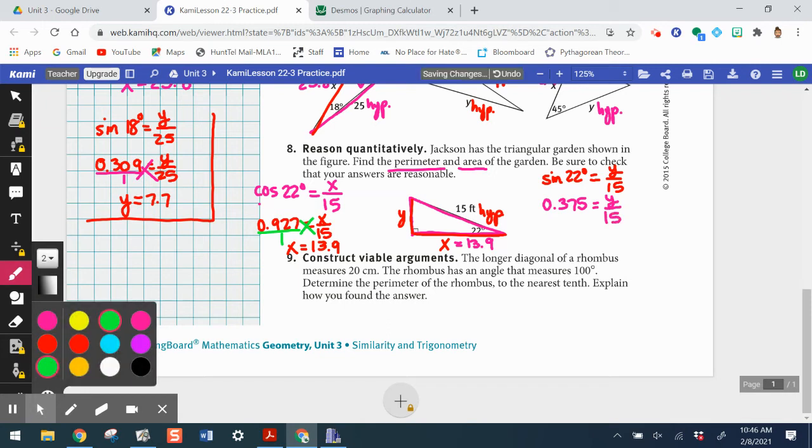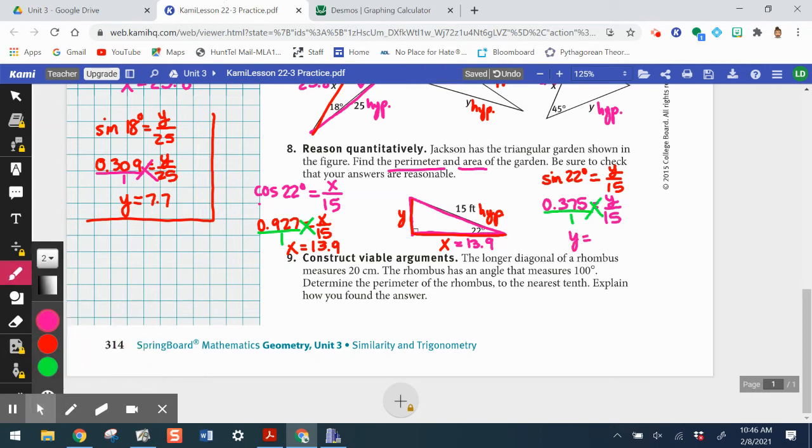I'm going to rewrite this left-hand side as a ratio so that we can cross multiply and find that y is equal to 0.375 times 15, which is 5.6. So now we know the length of this side is 5.6 feet. And I'll add the little tick mark there, the little apostrophe to represent feet.